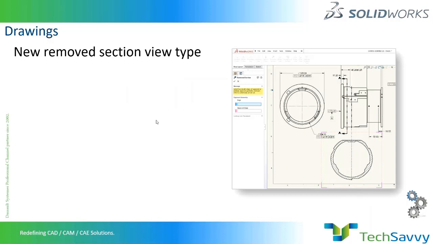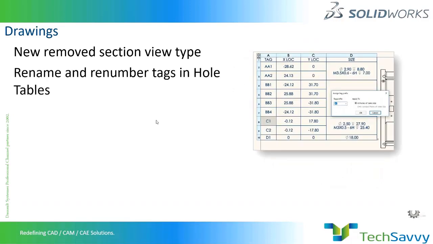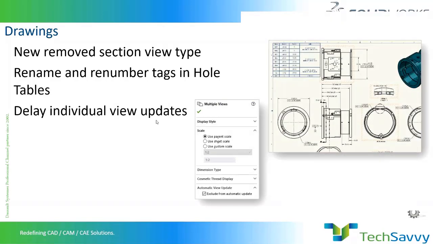So when we talk about drawings from SolidWorks 2015 to SolidWorks 2019, we have added somewhere around 23 top new features, which I'm just showing you. In 2019, we have added somewhere around 23 new features for the drawing area. So as we can see now, there are new removed section type views. We can rename or renumber the tags of the holes. We can delay the individual view updates.